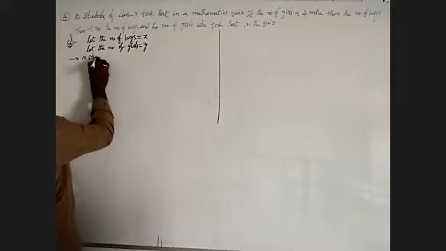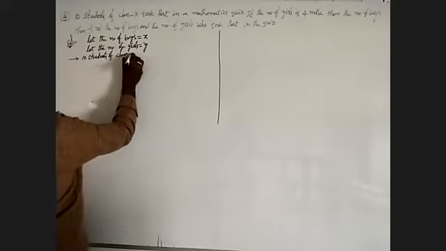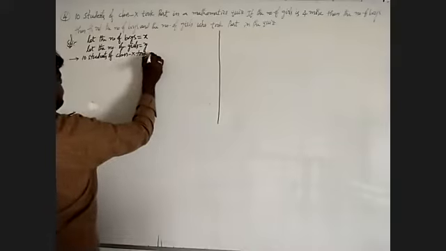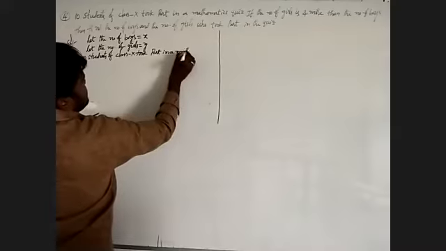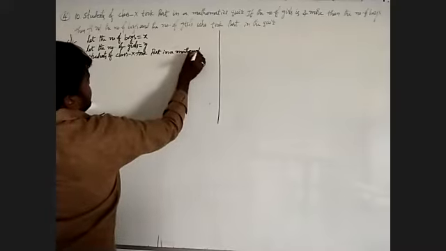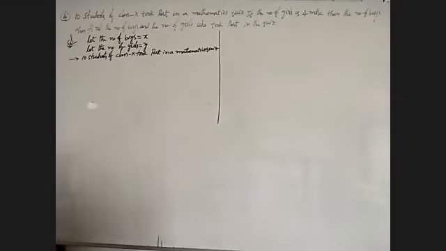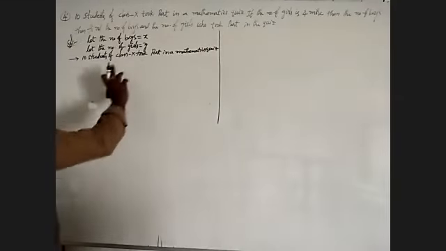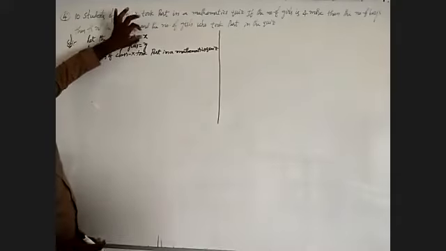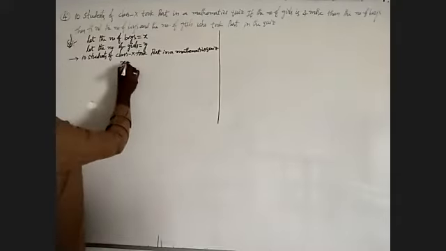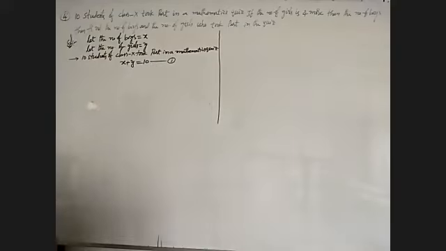10 students of class 10th took part in a mathematics quiz. That means a class consists of both boys and girls. Boys we take as x and girls we take as y. That means x plus y is equal to 10, the total number of students. We take this as equation 1.